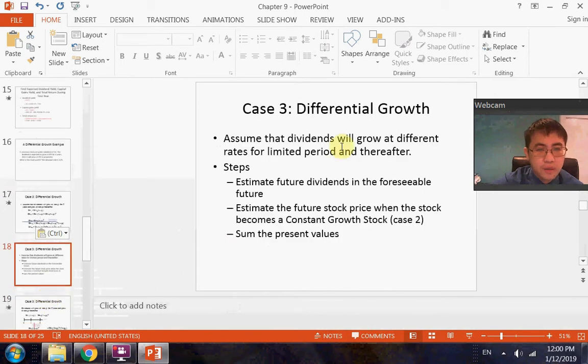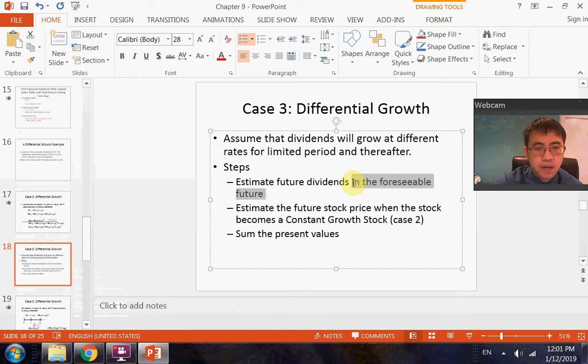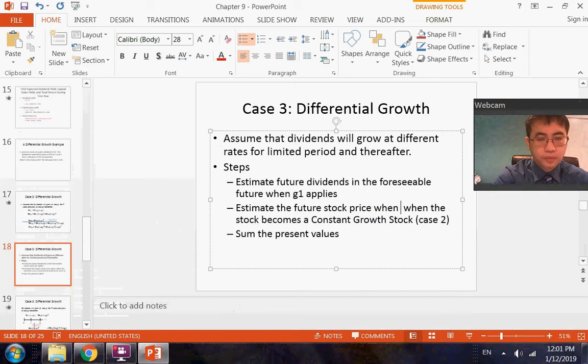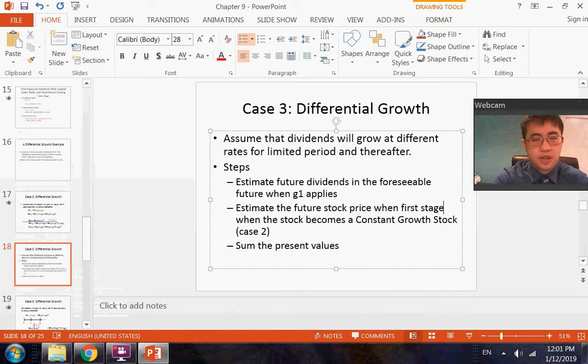Or I can simply use the dividend growth model. That's the second way, the easier way to do it, and you can do it without relying on computer power to generate hundreds or thousands of dividends. So the steps here are: first, you need to estimate future dividends in the foreseeable future. Basically, that's your first stage, the limited amount of years when G1 applies. Then you can estimate the future stock price, which is when the first stage ends, or when the second stage starts.